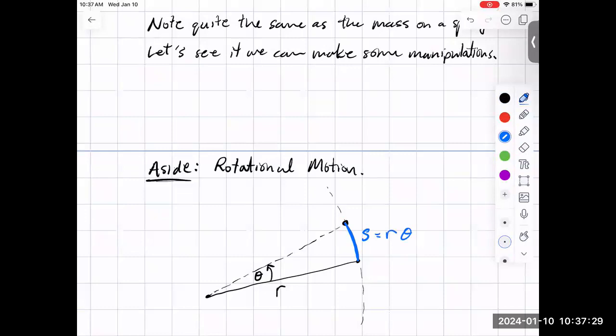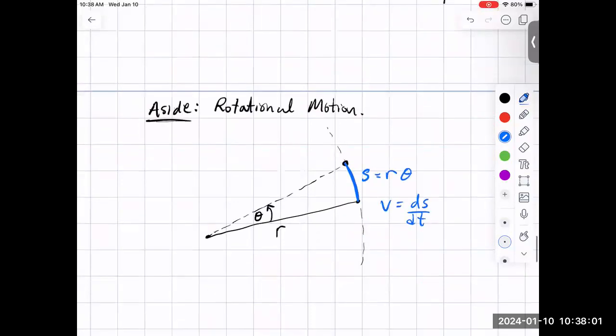Okay, so then if we move a distance s in a time delta t, I would say my speed would be s divided by delta t. Or in the language of calculus, the speed is the time derivative of the position. Okay, that's fine, but the position S, we just said, is the same thing as r times theta.